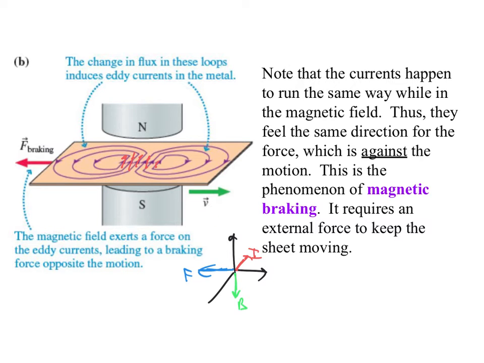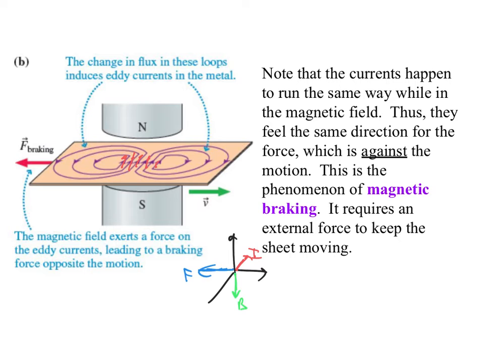We call this phenomenon magnetic braking. There's a force, even though the sheet is non-magnetic in itself, just the fact that it's metallic allows it to create eddy currents that automatically resist any tendency to move the sheet in. And if the sheet were just in there, in any direction we tried to pull it out, it would resist that. It requires an external force to keep the sheet moving.